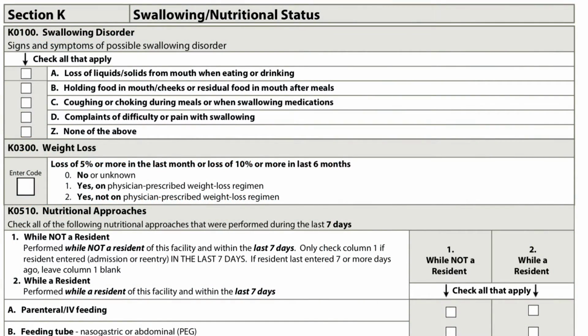Here's the first part of Section K. The intent is to assess the resident's ability to maintain adequate nutrition and hydration. The questions are loss of liquids or solids from the mouth when eating or drinking, holding food in the mouth, cheeks, or residual food in the mouth after meals, coughing or choking during meals or when swallowing medications, complaints of difficulty or pain with swallowing, or none of the above. Loss of swallowing ability can cause functional decline as well as choking or aspiration. The goal is to provide the safest texture.